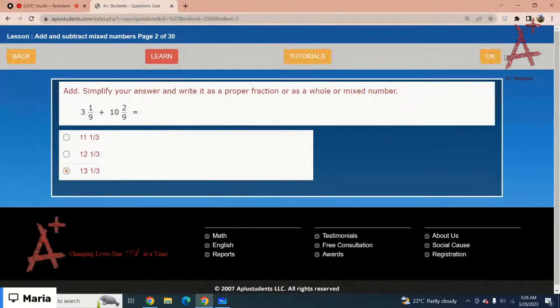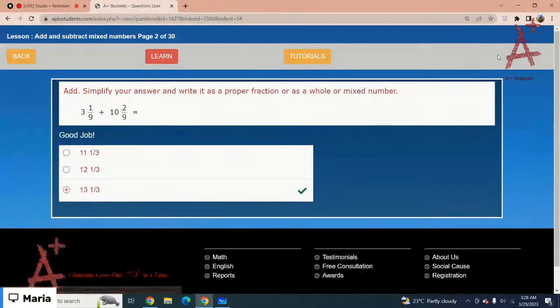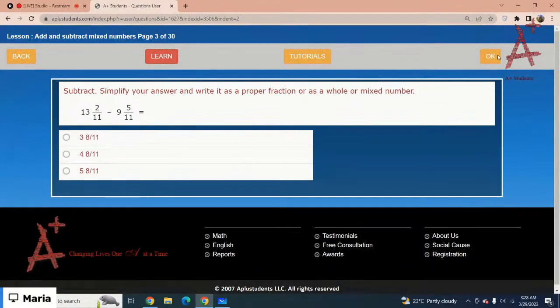So just select the correct option and click on the OK button. What happened? No one is answering. I don't think so. They are difficult. So if you have any question, you can ask.